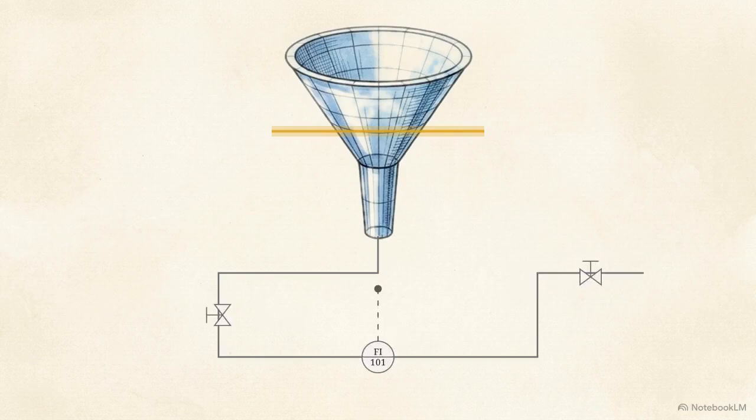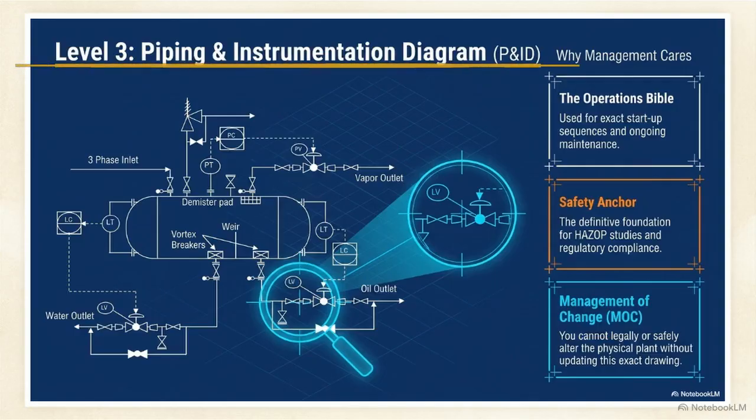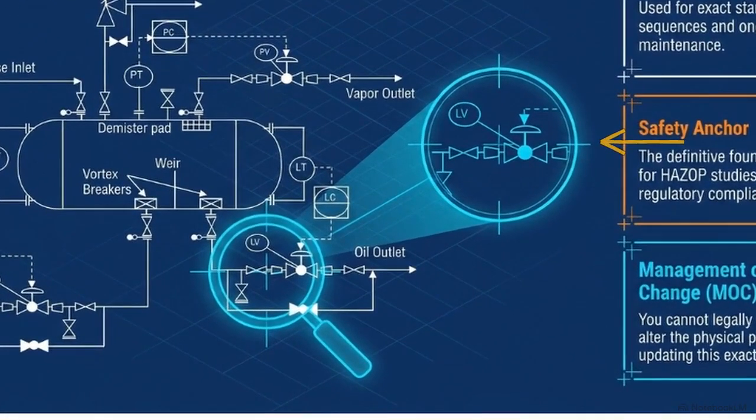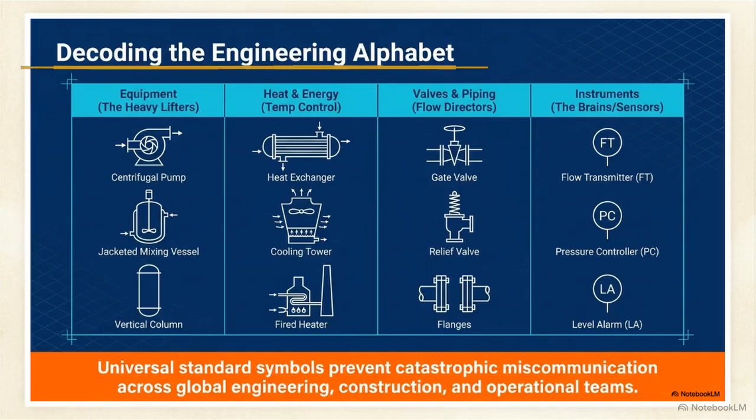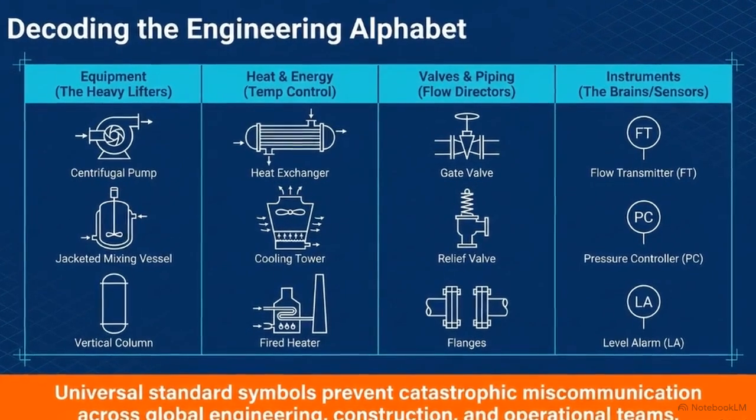Level 3 is the piping and instrumentation diagram, or P&ID. This schematic serves as the ultimate operating Bible, explicitly detailing every single pipe, sensor, and valve mechanism in the plant. Engineers read this schematic using a universal alphabet of standardized symbols, categorizing everything from heavy mixing vessels and heat exchangers to individual flow valves and electronic sensors.